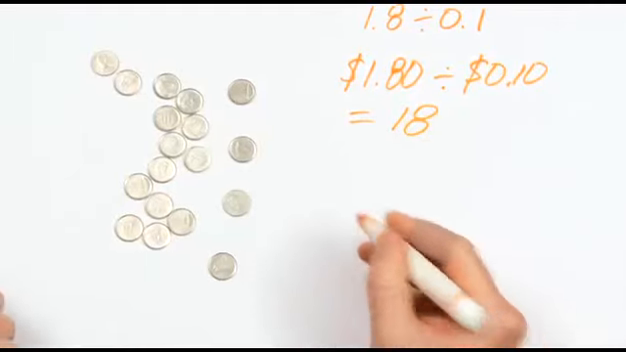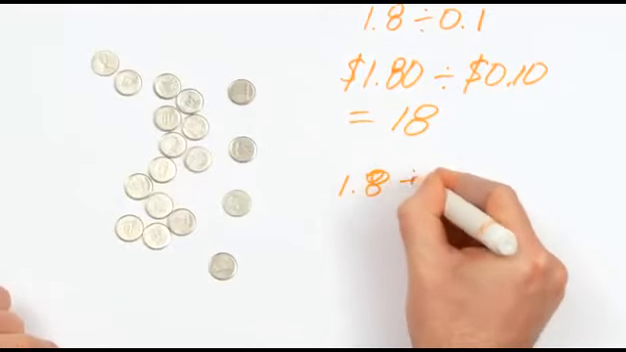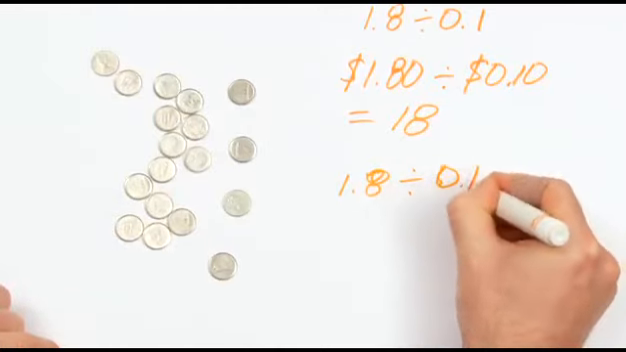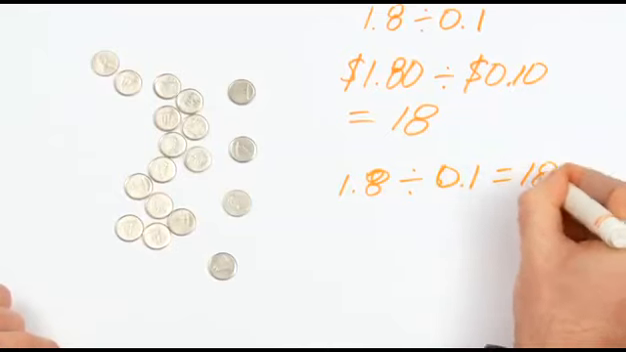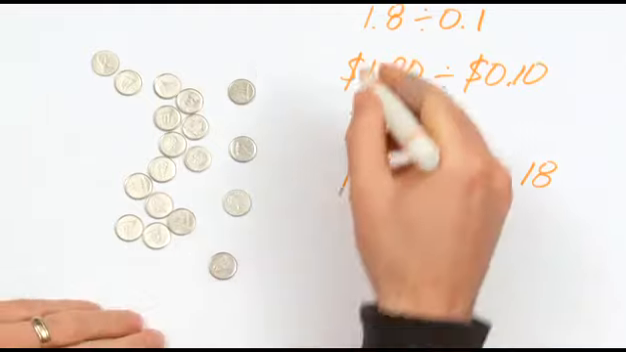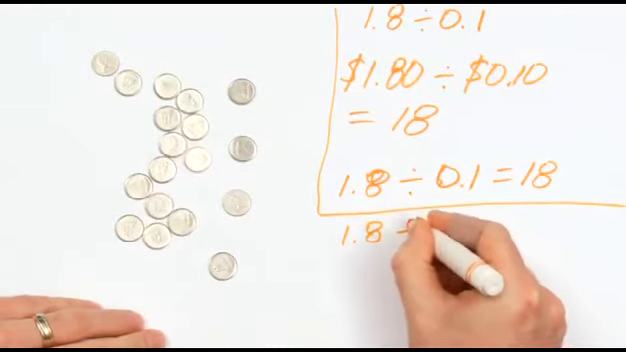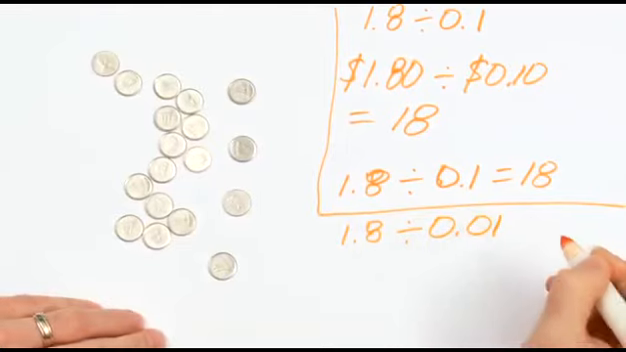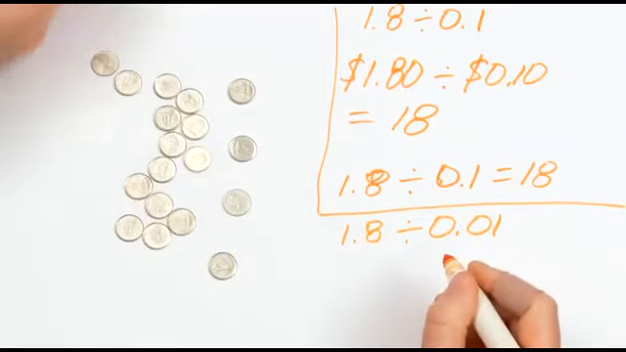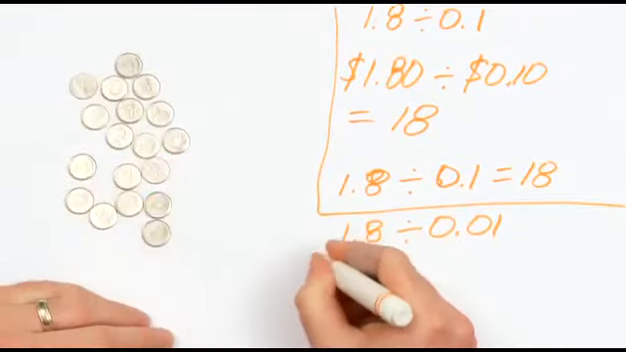So, if I take 1 8/10 and divide it by 1/10, I would also get 18. And 18 is larger than 1 8/10, which is where we started. Well, let's look at this again. Let's think of it instead, how about 1 8/10 divided by 1/100? Well, in this case, here's my $1.80.